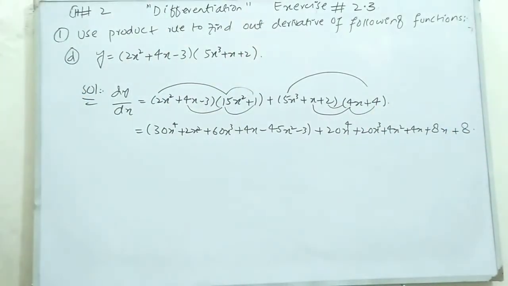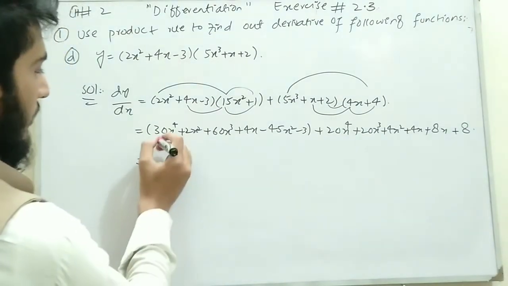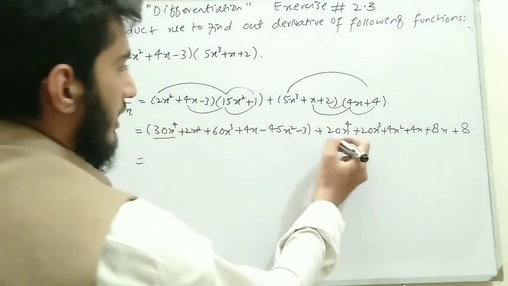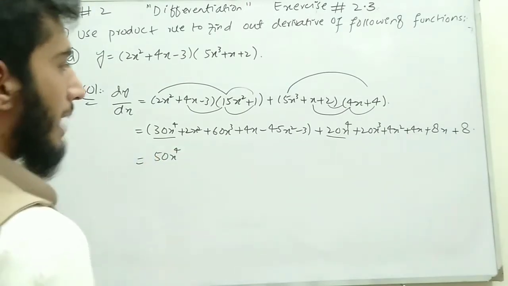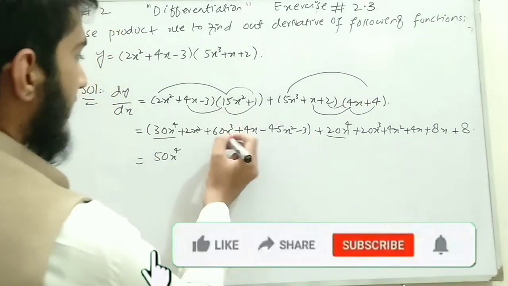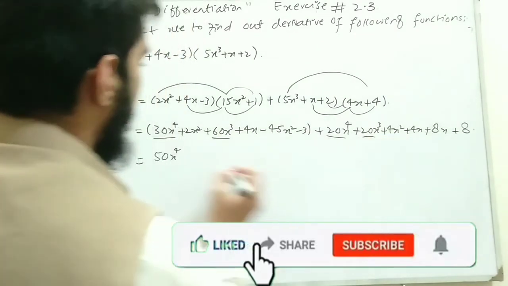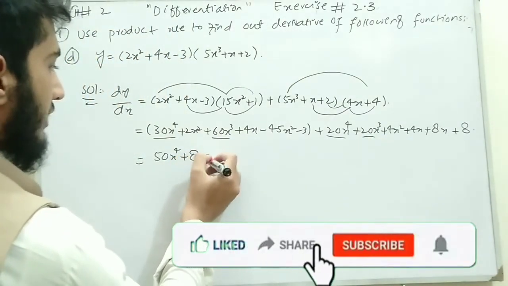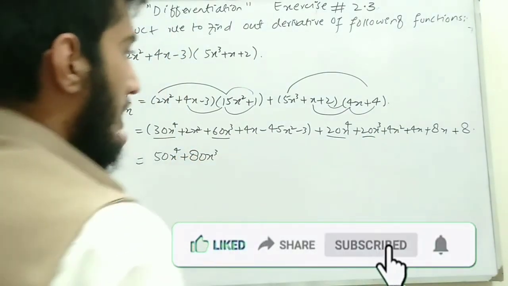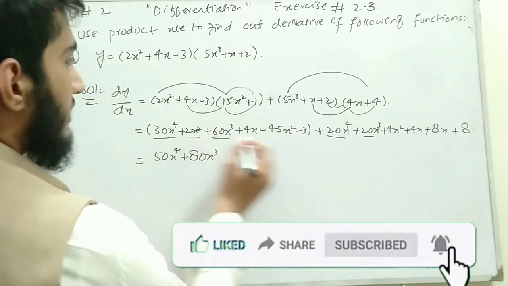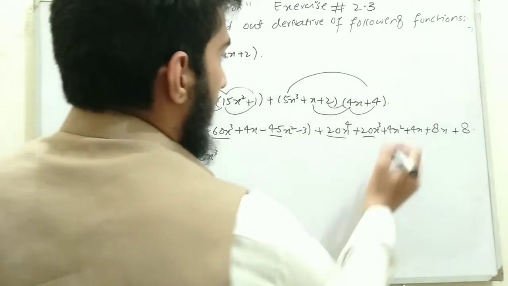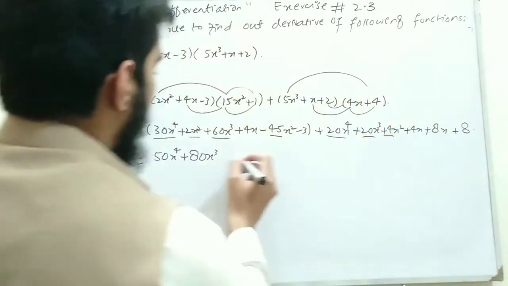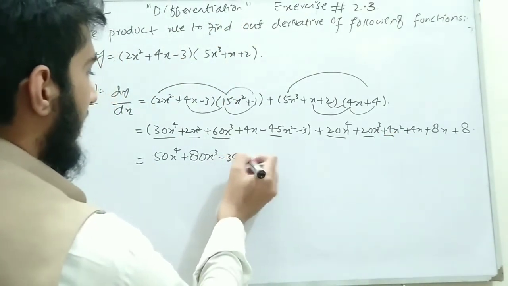Now look at the higher degree of the variable, which is x^4, so 30 plus 20 gives us 50x^4. Now after this, the highest degree is x^3, so 60 plus 20 gives us 80x^3. After this, we are looking at x², so 2x² minus 45x² gives us minus 43x², and plus 4 gives minus 39x², so minus 39x².